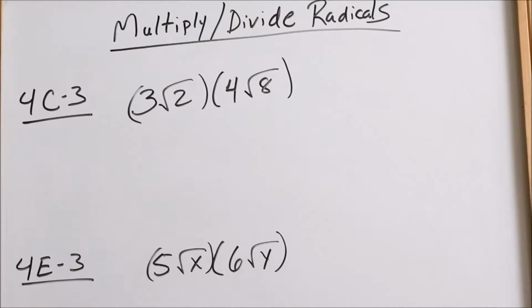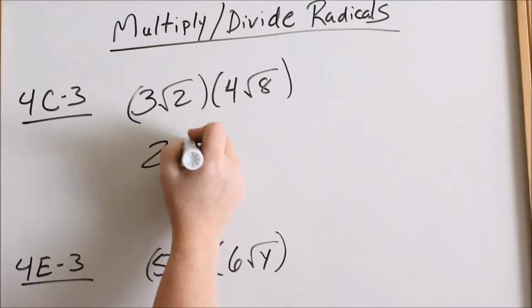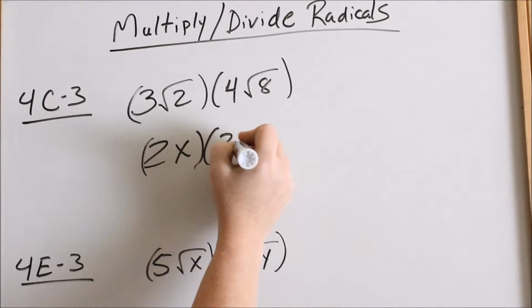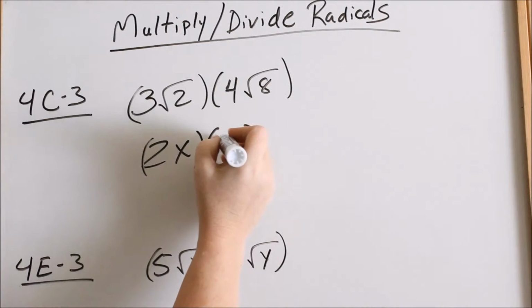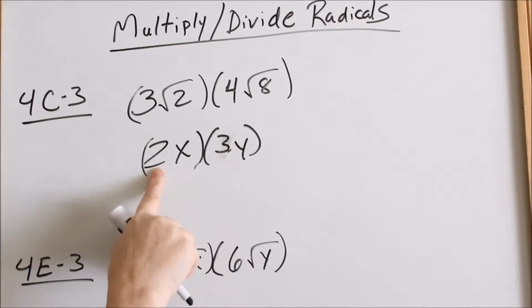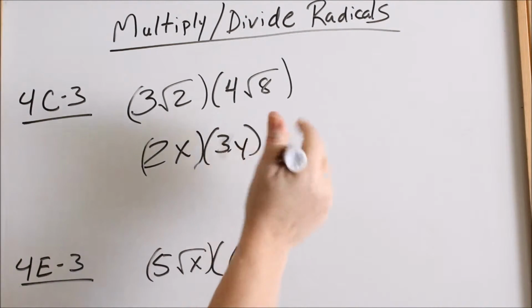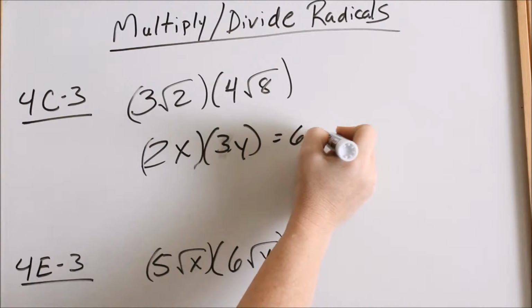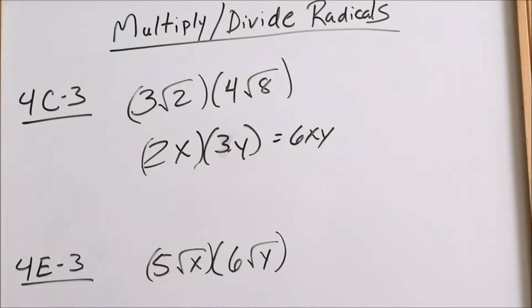Okay, we're multiplying and dividing radicals. The same is true as if you were multiplying with letters in algebra. Let's use 3y. You would do numbers to numbers and letters to letters. So that would be 6xy. The same is true with radicals. You do numbers to numbers and radicals to radicals.